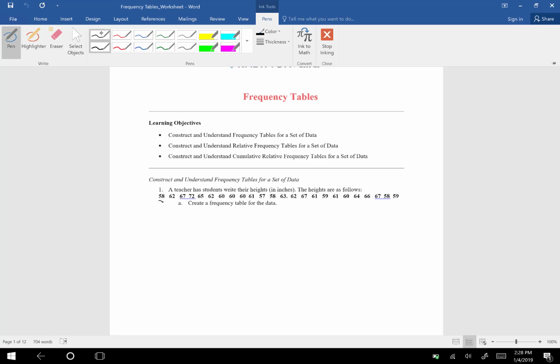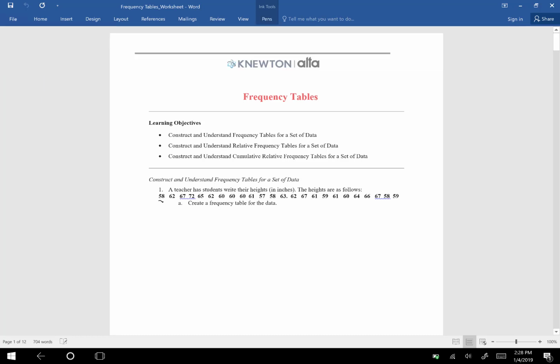So for example, on this problem, a teacher has students rate their heights in inches. The heights are as follows. The idea here would be to write down the heights and then count how many times each one occurs. For example, the first height is 57, our smallest data value. It occurs once.